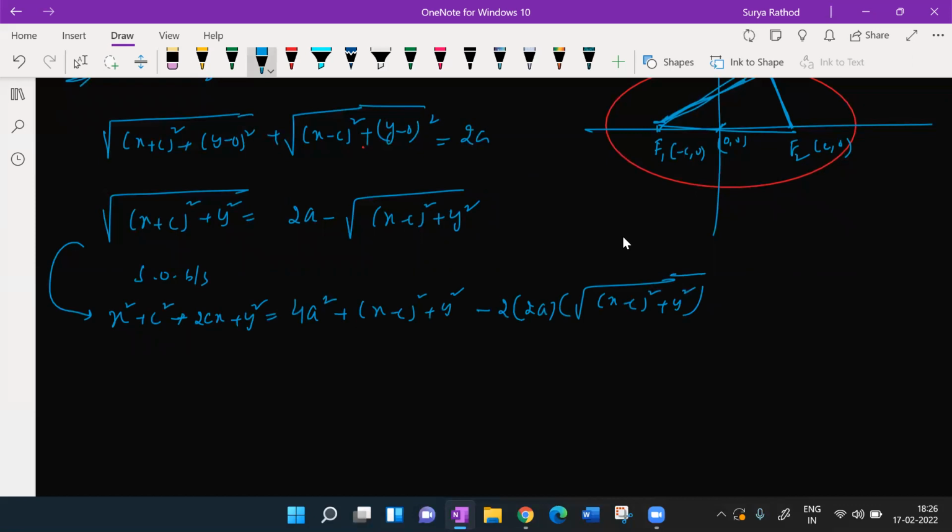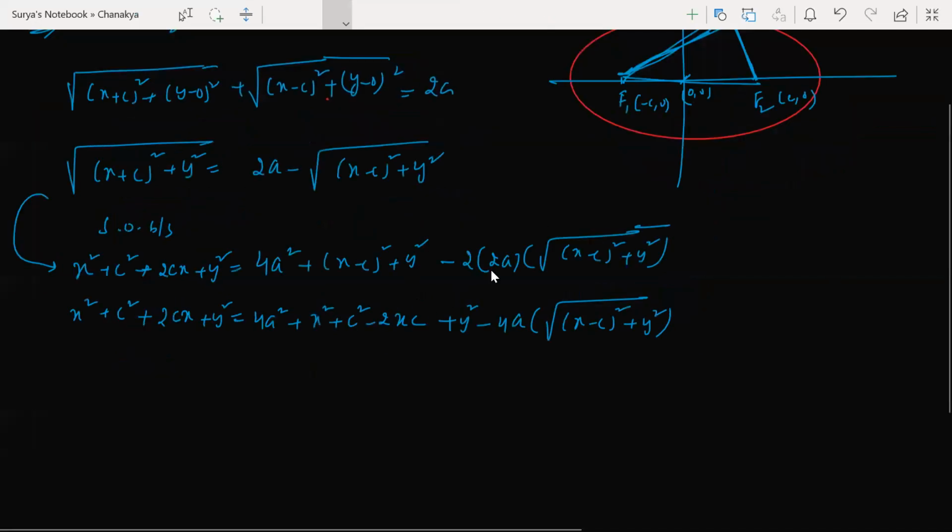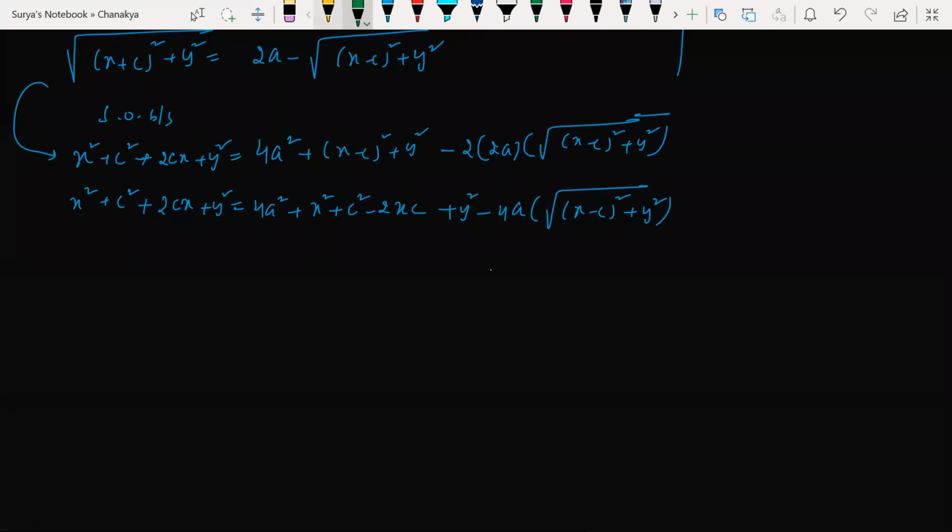All right. So solve this now. x square plus c square plus 2cx plus y square is equal to 4a square plus x square plus c square minus 2cx plus y square, minus 4a into square root of (x minus c) whole square plus y square, correct? Now look at this here. What terms are getting cancelled? x square, c square, y square.